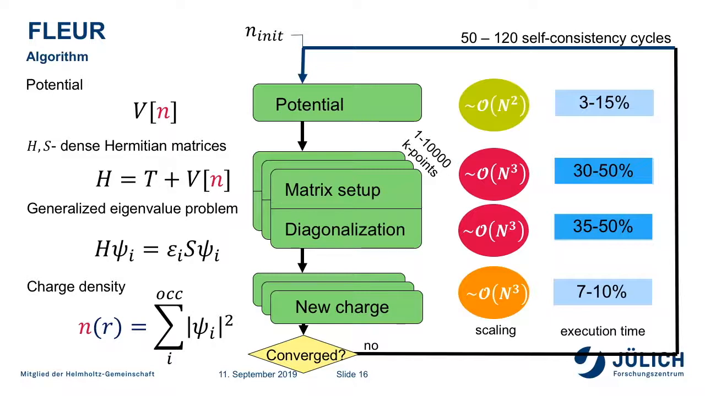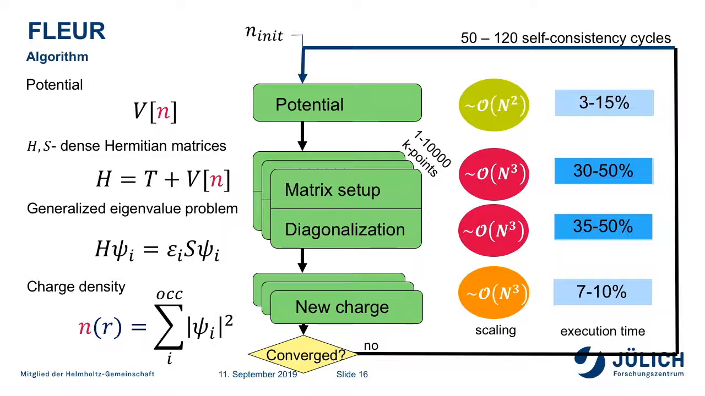FLEUR. This is the FLEUR algorithm. You have probably seen it already several times. So you start with the initial charge density, then you calculate the potential. Then using this potential, you set up the Hamiltonian and overlap matrices, and then you solve the generalized eigenvalue problem by diagonalization of these matrices. And then you calculate the new charge, and if it's not converged, you repeat this cycle again.